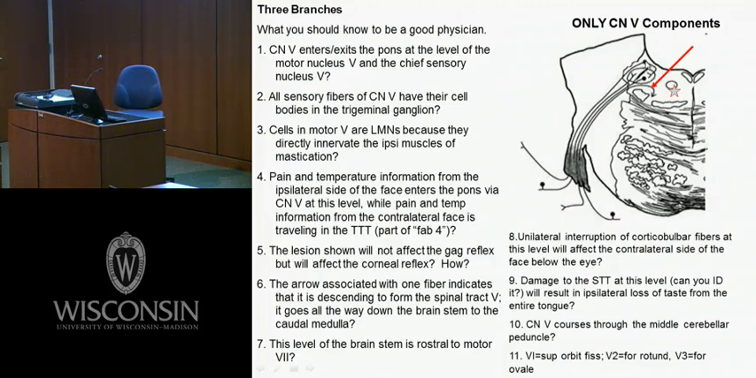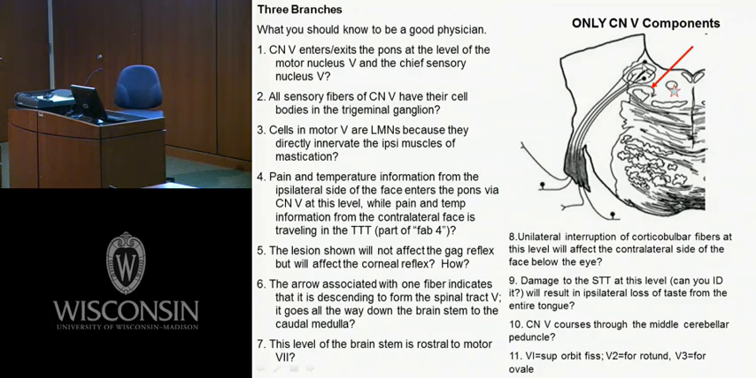This little cell here has two processes. One goes down to motor 5. The other process goes out. And this is coming in from muscle spindles and Golgi tendon organs. Isn't that weird? So this would be a little unconscious proprio coming in from the muscles of mastication.